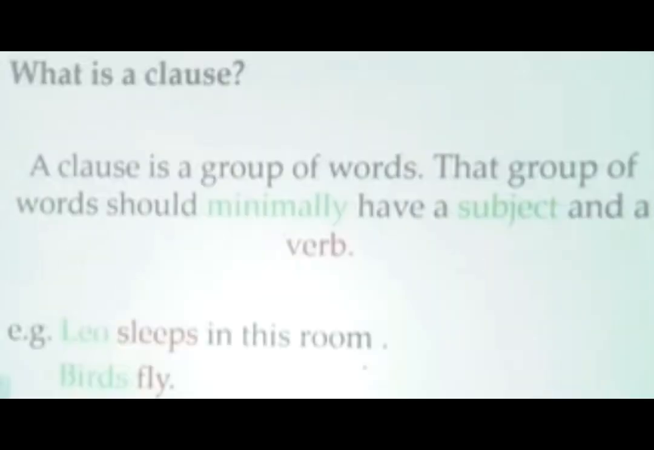So what is a clause first? A clause is a group of words. That group of words should minimally have a subject and a verb, and it should express a complete thought, an idea. Have a look at this example: Leo sleeps in this room, and birds fly. These are two different clauses. These are independent clauses. They stand alone. They don't need to be attached to another clause to get the meaning.